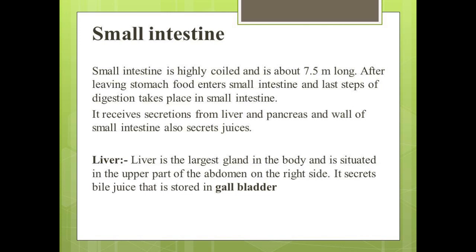Small intestine. The small intestine is highly coiled and is about 7.5 meters long. After leaving the stomach, food enters the small intestine, and the last step of digestion takes place there. It receives secretions from the liver and pancreas, and the wall of the small intestine also secretes juice. Liver. The liver is the largest gland in the body and is situated in the upper part of the abdomen on the right side. It secretes bile juice that is stored in the gallbladder.